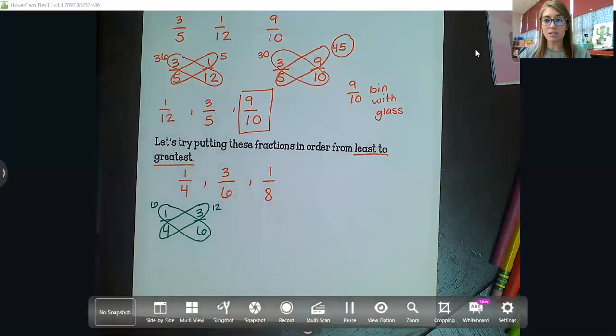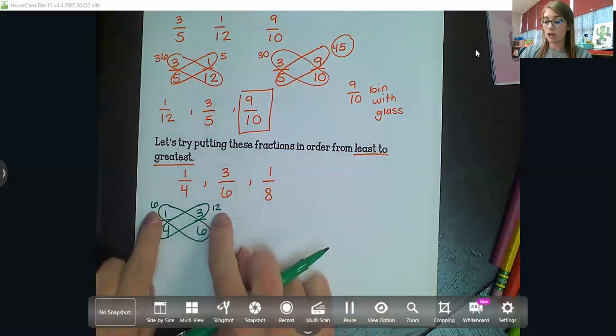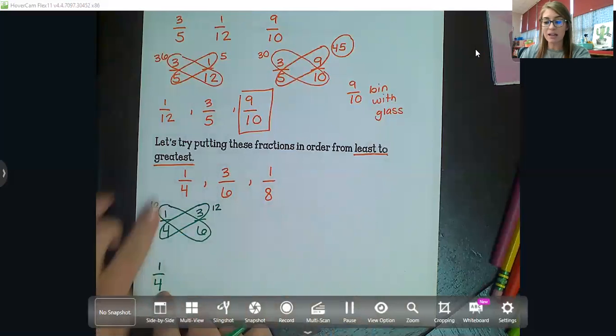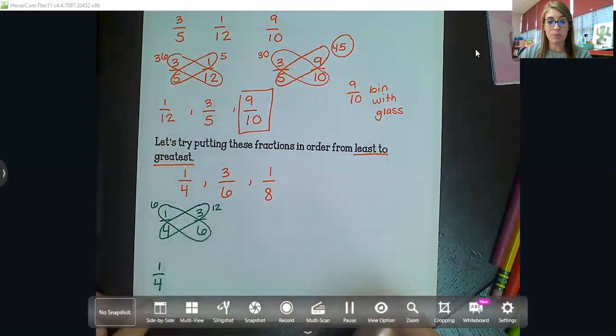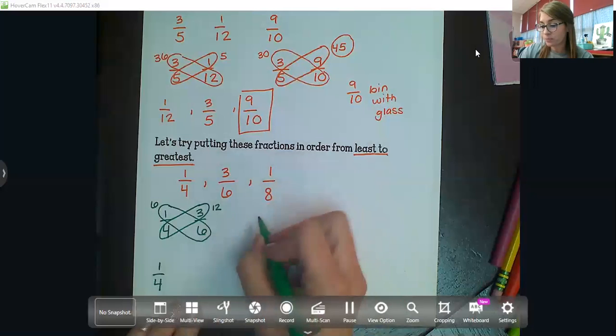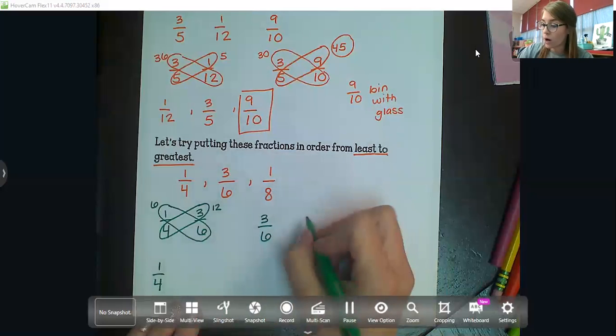Okay, so which is the smaller fraction? 1/4 or 3/6? Very good. 1/4 is the smaller fraction. So for right now, I'm just going to put it over here to the side, kind of like I did with 1/12, until we figure out how the other two compare to each other. Okay? Okay, so now I'm going to take this larger fraction, 3/6, and I'm going to compare it to our last fraction we have over here, 1/8.